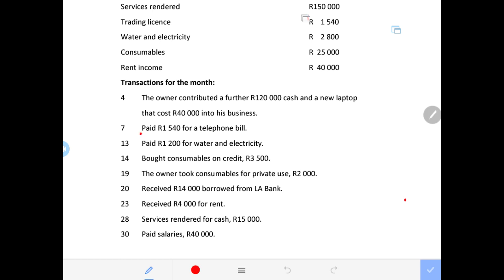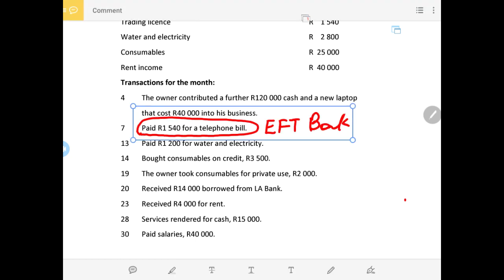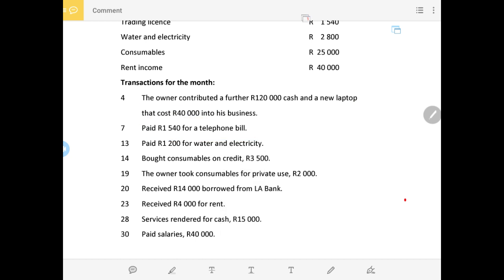The next one is paid 1,550 for telephone bill. If it says paid, obviously we know that cash is affected. And cash in accounting is an account called bank. Please don't use the word cash. I'm just using it because sometimes we use it. Sometimes they must say used EFT. If we have the term EFT, we know that EFT is bank. We transferred money using electronic fund transfer. So EFT is your bank account. Just be mindful of that. It's another terminology we normally use in accounting. EFT is bank.